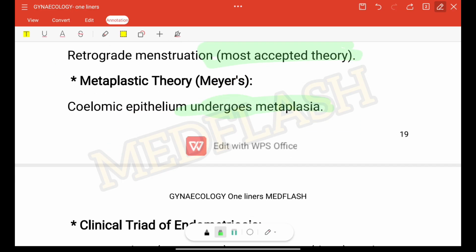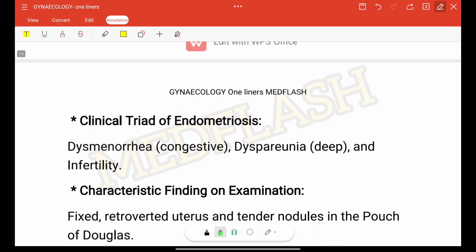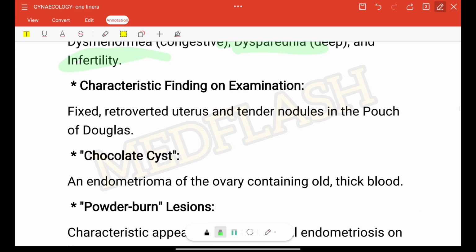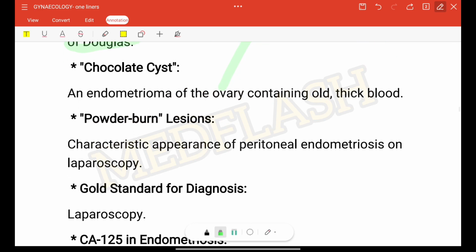Clinical triad of endometriosis is dysmenorrhea, dyspareunia, and infertility. Characteristic finding on examination: fixed retroverted uterus and tender nodules in the pouch of Douglas. Chocolate cyst seen in endometriosis is an endometrioma of the ovary containing old thick blood. Powder burn lesions are the characteristic appearance of peritoneal endometriosis on laparoscopy.